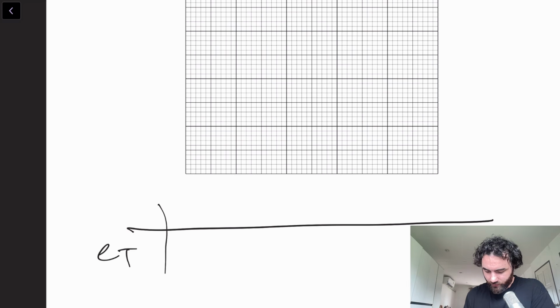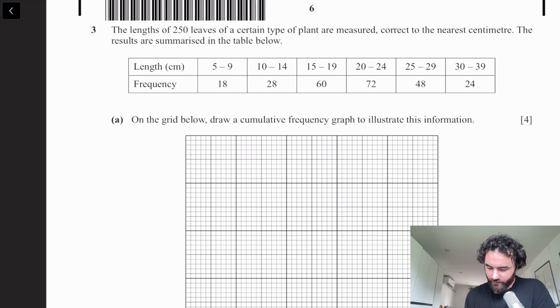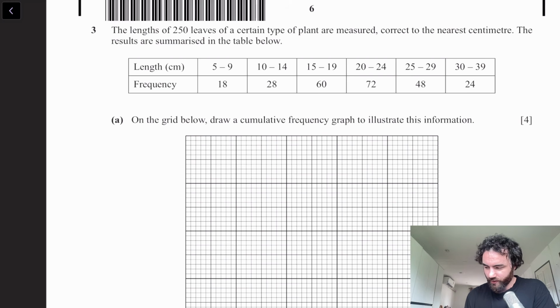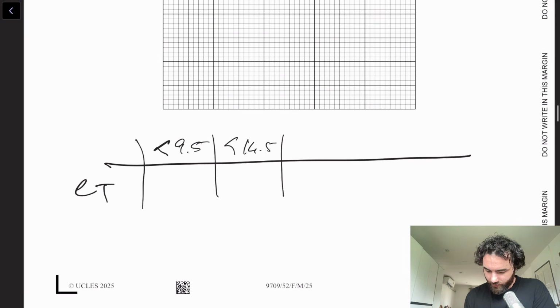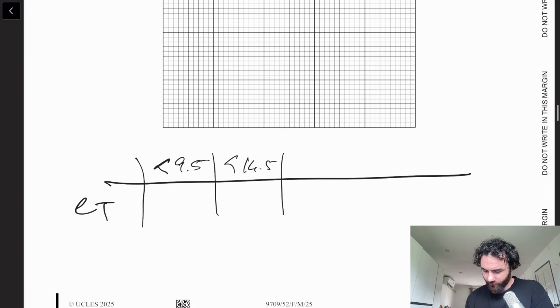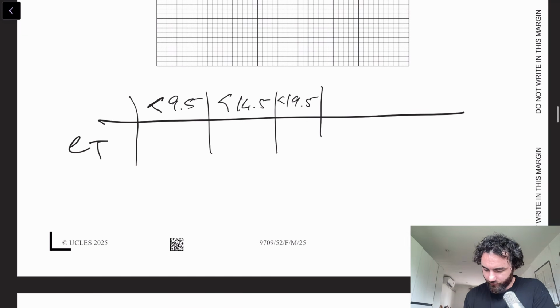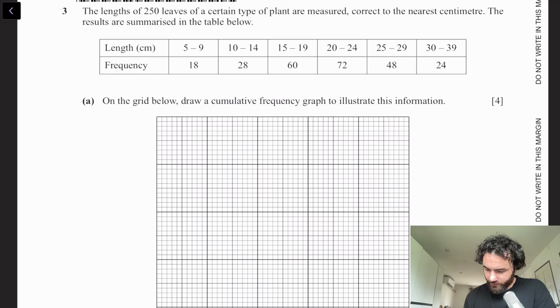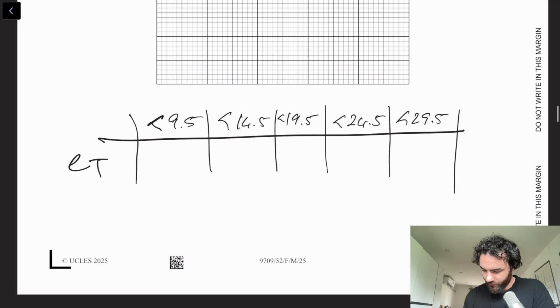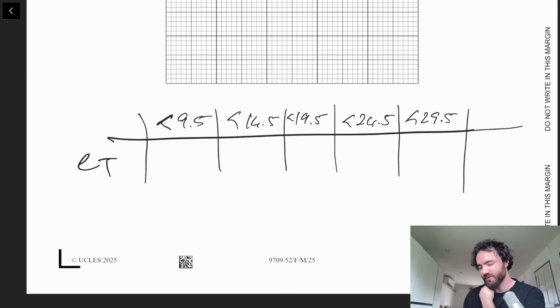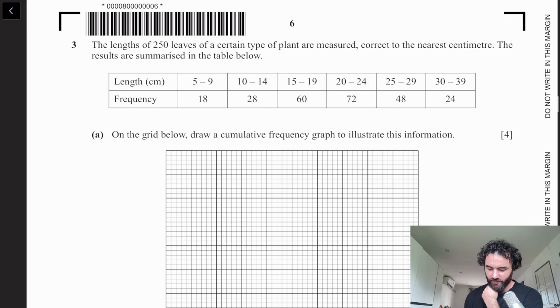So the cumulative frequency, we go less than, so you want to take between 9 and 10, between 14, so less than 9.5, the next one will be less than 14.5, the next one will be less than 19.5, the next one will be less than 24.5, and the last one 29.5, and then finally the last one will be less than 39.5. Okay, so the first one is 18.